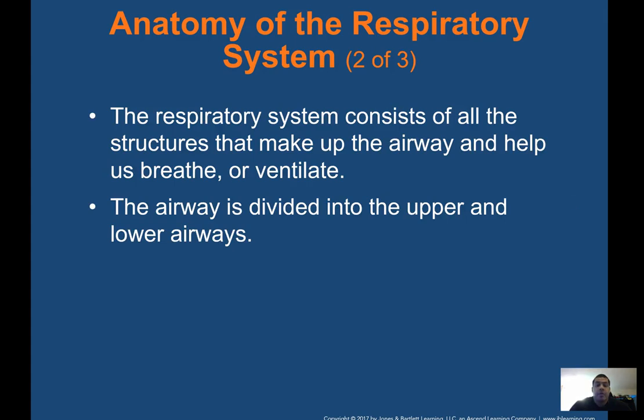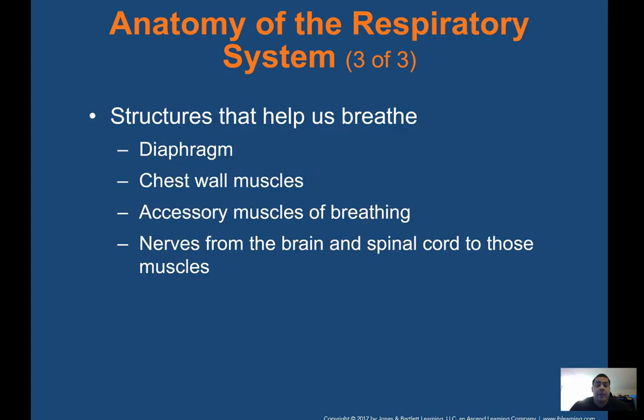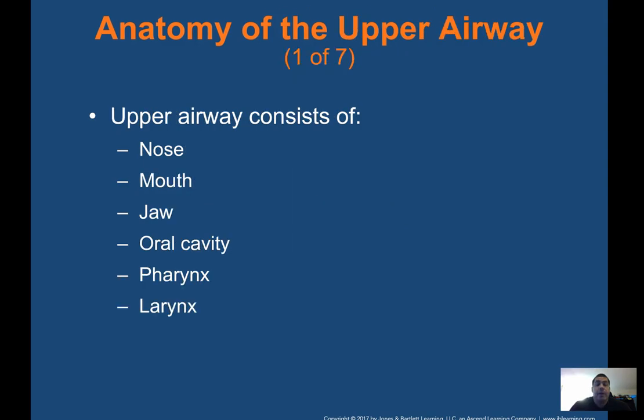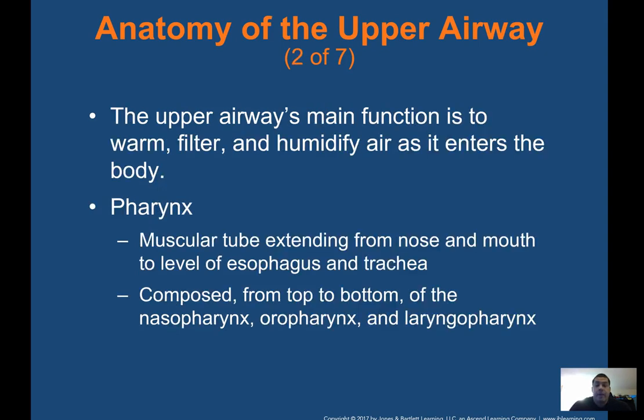The respiratory system consists of all the structures that make up the airway and help us breathe or ventilate. The airway is divided into the upper and lower airways. Structures that help us breathe: diaphragm, chest wall muscles, accessory muscles of breathing, nerves from the brain and spinal cord to those muscles. Upper airway consists of nose, mouth, jaw, oral cavity, pharynx, and larynx. The upper airway's main function is to warm, filter, and humidify air as it enters the body.